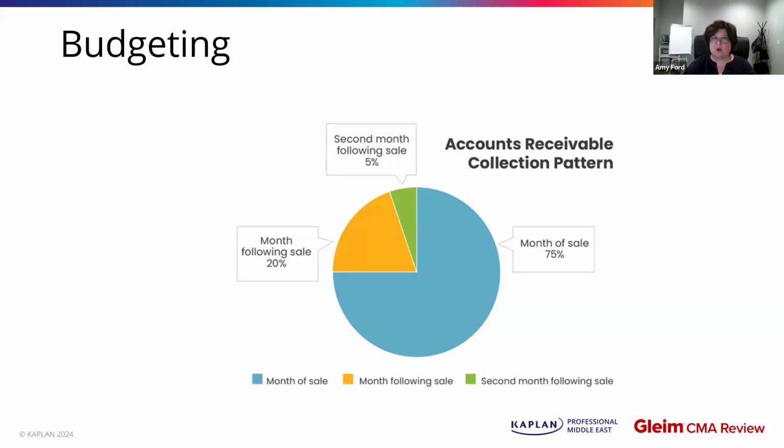You could use this for product distribution. What percentage of our sales is product A versus product B? Go on through there as well. So a pie chart is useful for showing percentages or components of the whole. So this might be something that you would be given to be able to do that cash budget, those projected cash receipts.